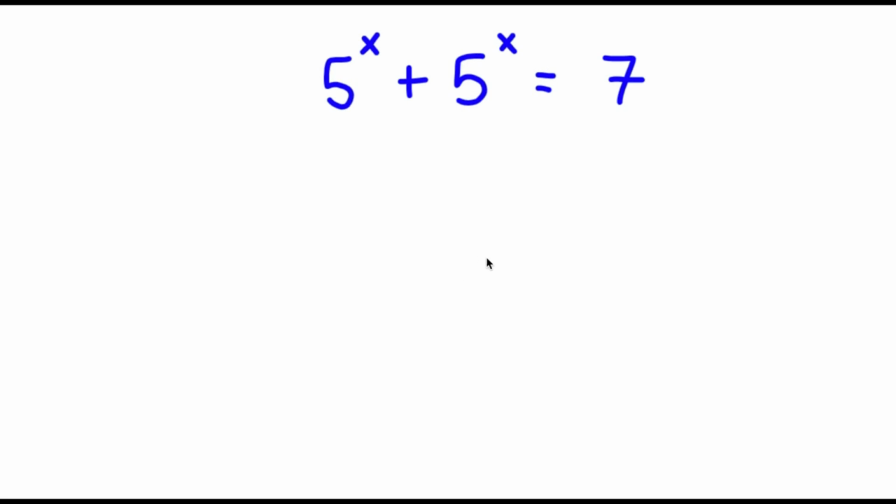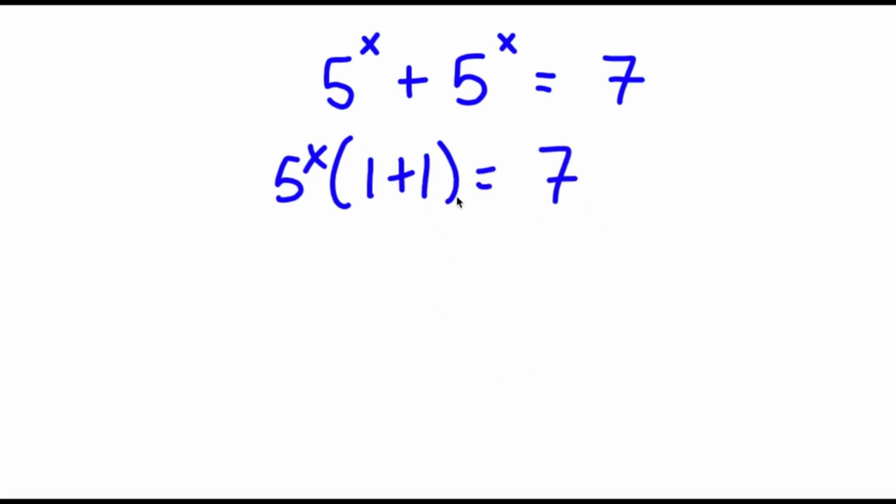Alright, so in this problem, I have 5 to the power of x plus 5 to the power of x is equal to 7. So to start, I'm going to factor out 5 to the power of x from my left-hand side. So now I have 5 to the power of x times 1 plus 1 is equal to 7. Now 1 plus 1 is equal to 2, so I have 5 to the power of x times 2 is equal to 7.